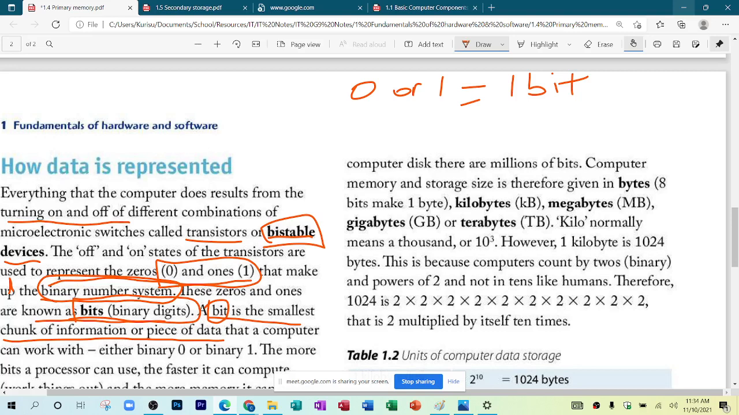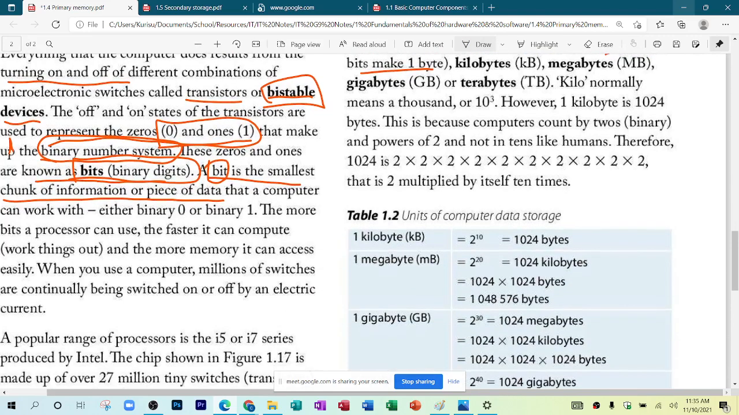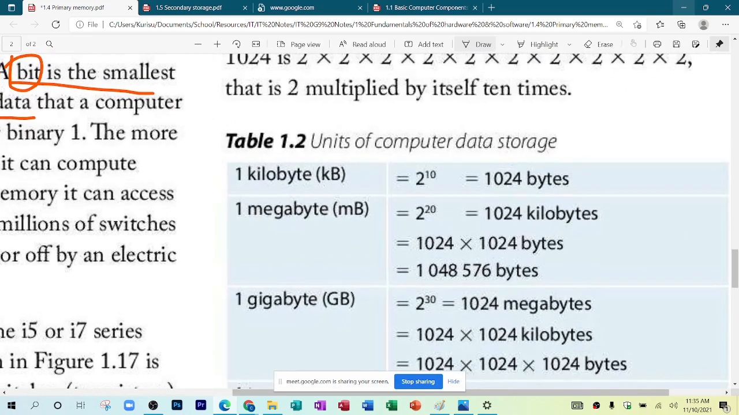Now 8 bits refers to 1 byte. 8 bits refer to 1 byte. It's right here. 8 bits refer to 1 byte. And then from that, we add the words kilobyte, megabyte, gigabyte, terabyte, and so on. Now, how do we get all of that? We use some simple conversions.